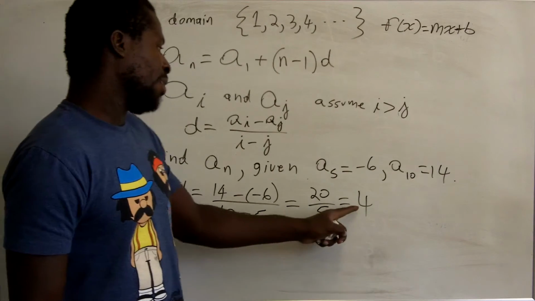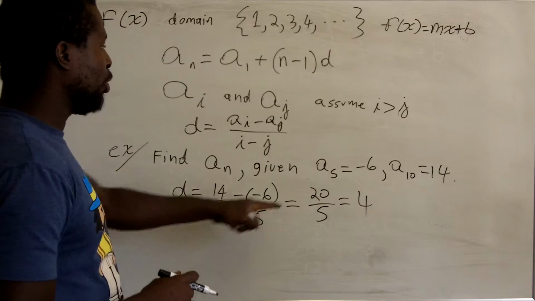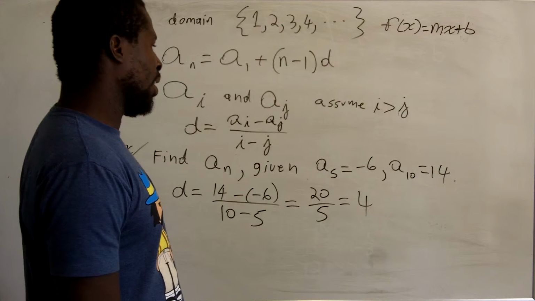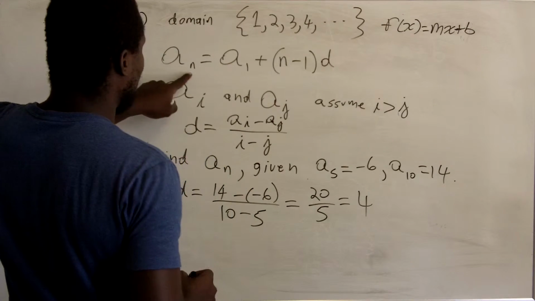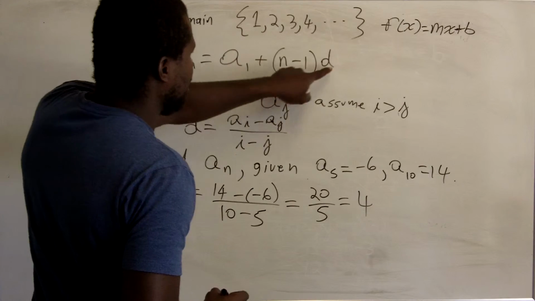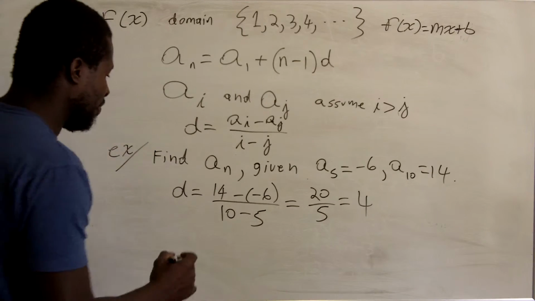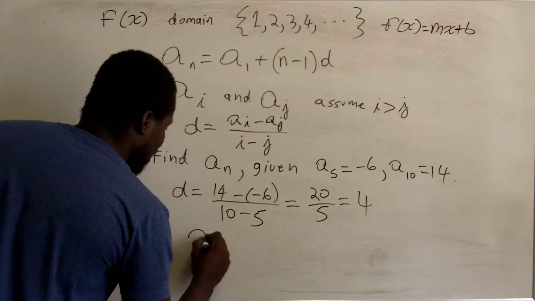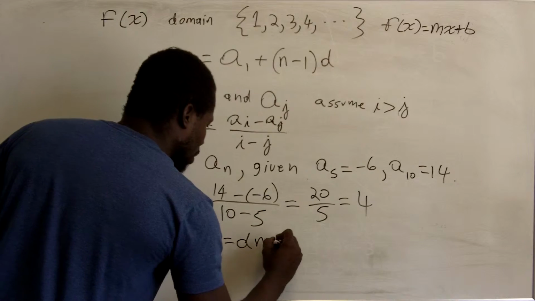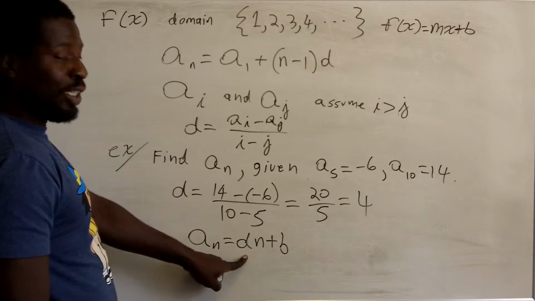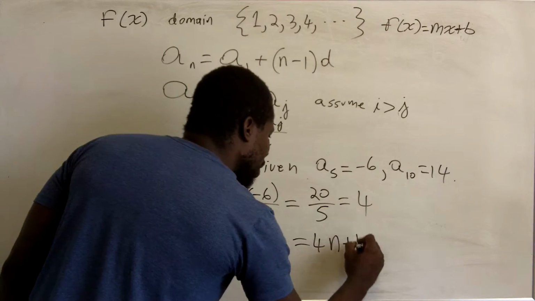Now, since I have that common difference, I'm going to go ahead and use this information right here to find the formula. To find the formula, let's see. I know that an should be equal to a1 plus n minus 1 times d. The problem here is that I don't have a1. So I'm going to revert to the fact that this is a linear function. I'm going to look at this an as being equal to d times n plus b, and I already know what d is equal to. I already know that d is the number 4. So this is 4 times n plus b.